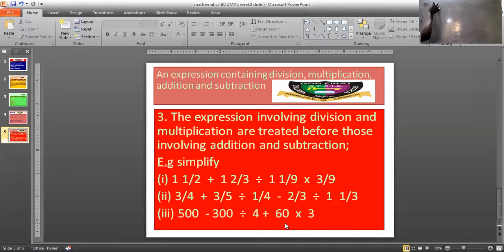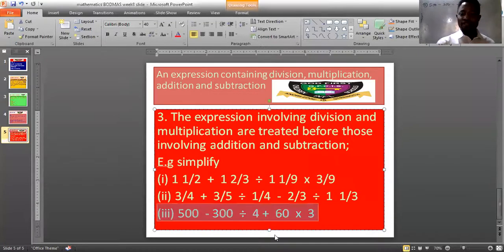500 minus 300 divided by 4 plus 60 times 3. Now, if you're not careful, you will get this wrong. 500 minus 300 divided by 4 plus 60 times 3. If you don't follow BODMAS, you're going to get this all wrong.